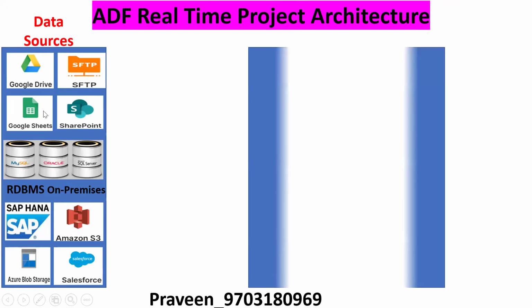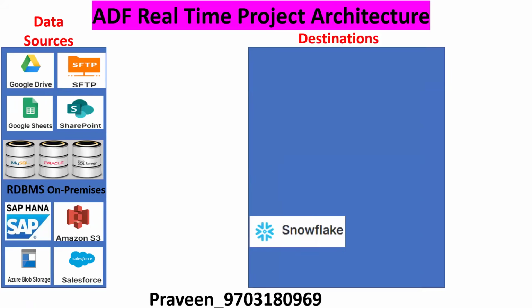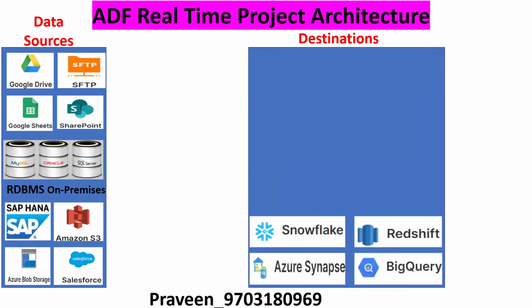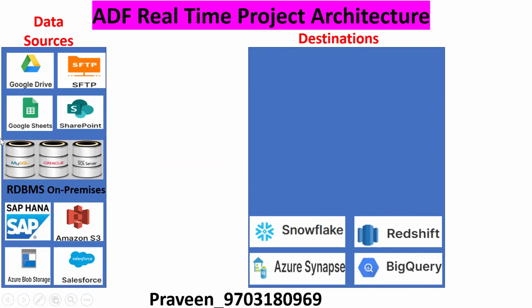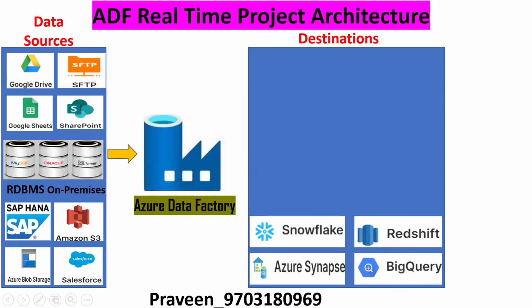I want to move this data to a destination, nothing but your Snowflake, Redshift, Synapse, BigQuery. The company wants to move this data to Snowflake or Redshift or Synapse or BigQuery for analysis purposes. Now I want to move from here to here. We require some tool that is nothing but ADF, Azure Data Factory, the ETL and ELT tool. What I require is Azure Data Factory. I take the data and move it to the data warehouse.